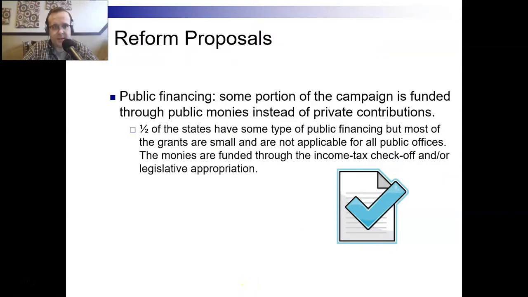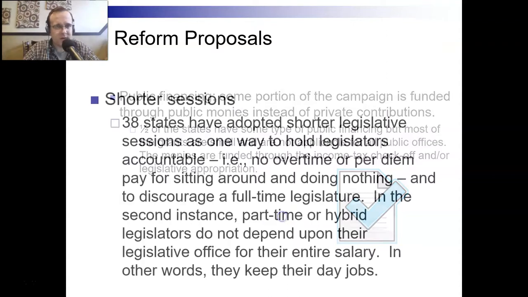Public financing, so some portion of the campaign is funded through public monies. Half of the states have some type of public financing, but most of the grants they give to candidates running for office are very small, and they're not applicable across the board. So everybody, what office you're running for, it's not uniform. So the monies are funded through the income tax checkoff or legislative appropriation. So, again, we haven't found a great way to make this work either.